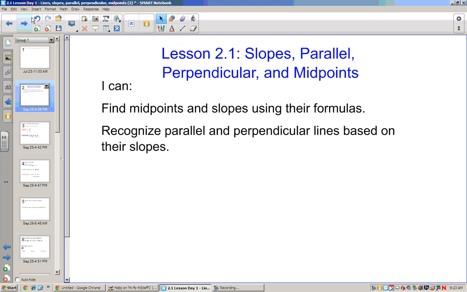So by the end of the day, you should be able to find the midpoints and slopes using their formulas and be able to recognize parallel and perpendicular lines based on their slopes.